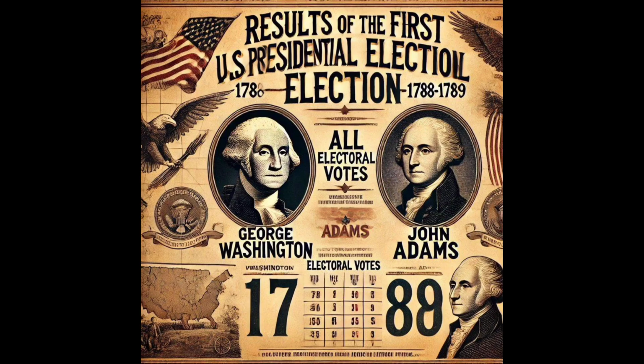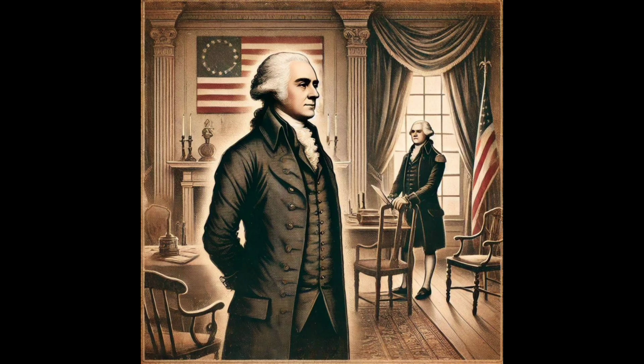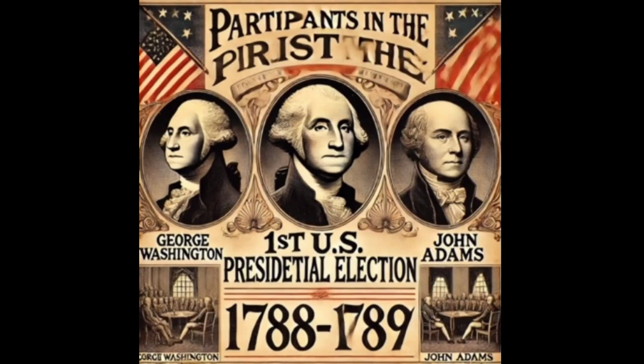Results. George Washington received all 69 votes of the Electoral College and became the first president of the United States unanimously, which is still a unique case in American history. John Adams finished second with 34 votes and, according to the rules of the time, became the vice president.